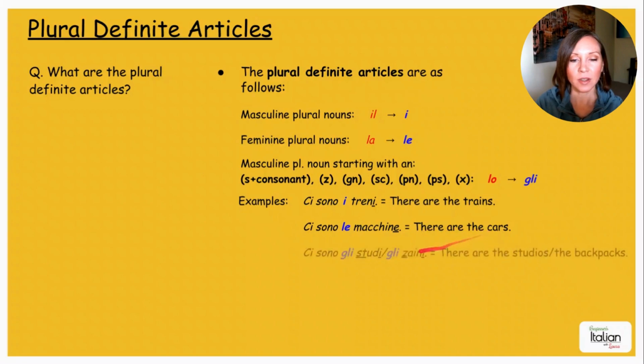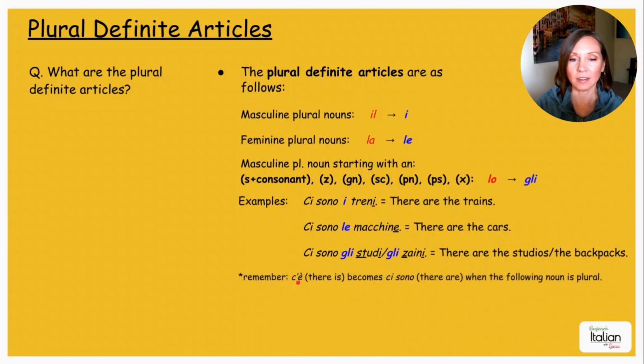There are the cars. Ci sono gli studi and gli zaini. There are the studios or the backpacks. Okay, so again, the lo changes into gli when they become plural. Okay, so gli studi, gli zaini. And remember, just a note here, c'è, there is, becomes ci sono, there are, when the following noun is plural. Okay, so that's why we used c'è on the previous slide, and now we have ci sono, there are.